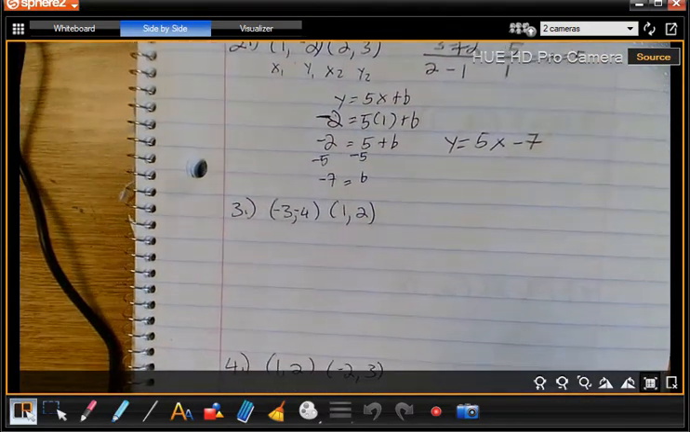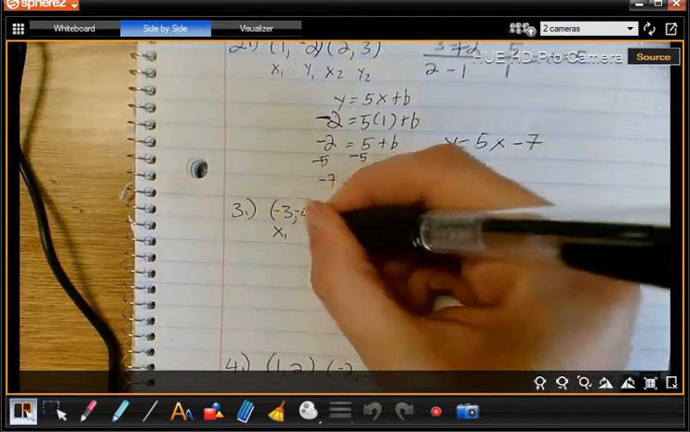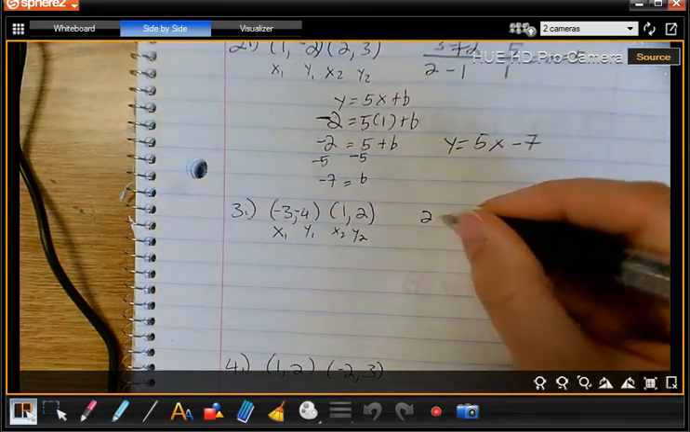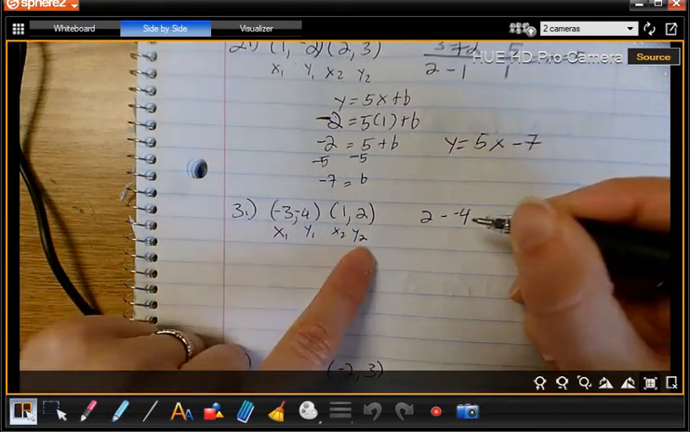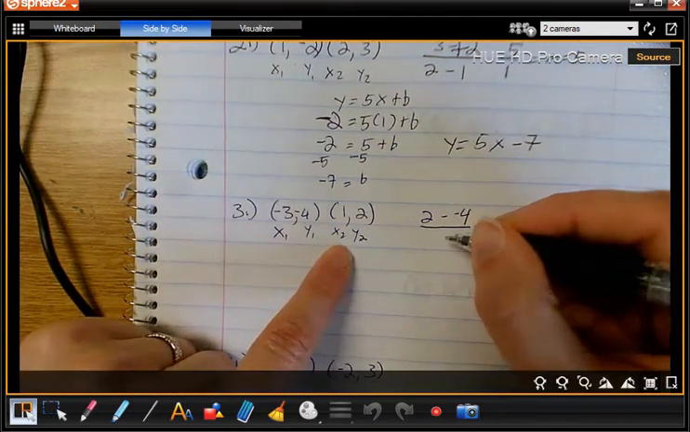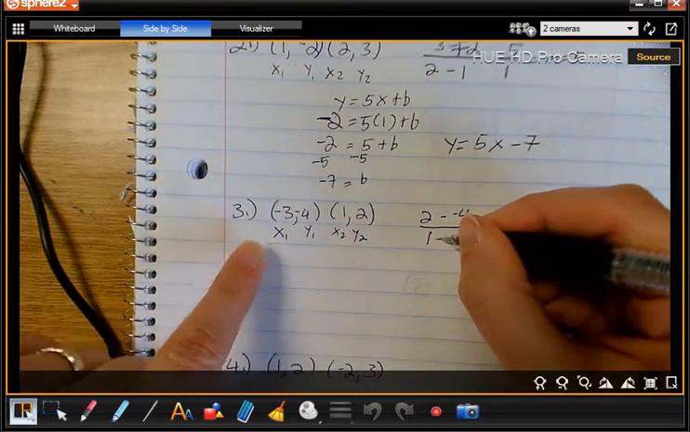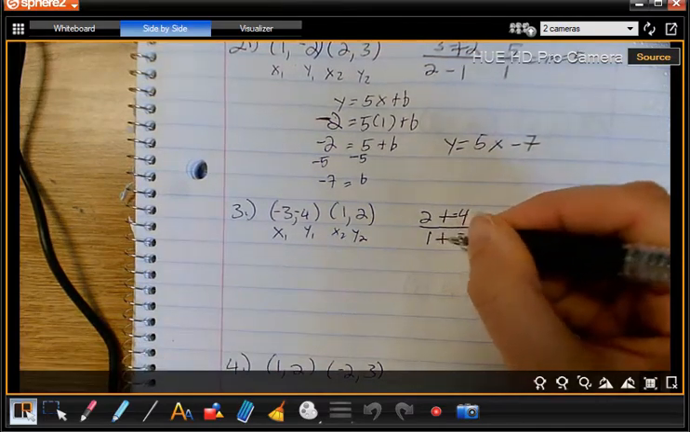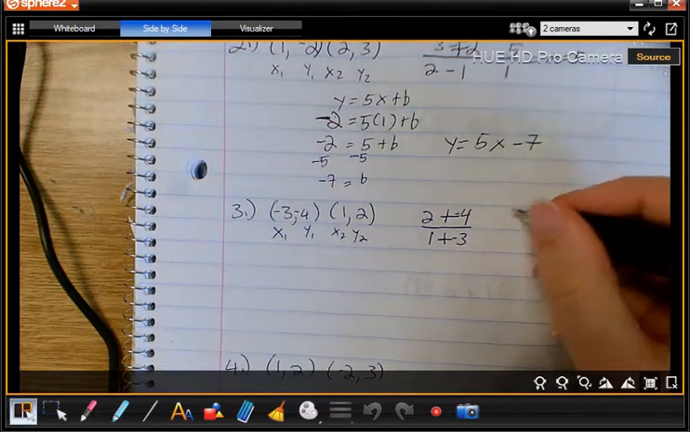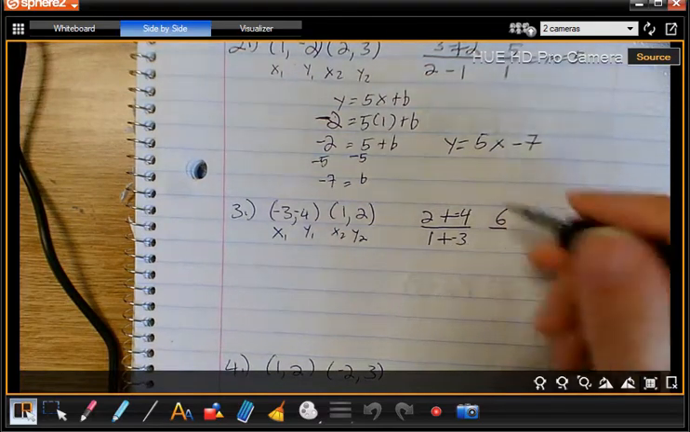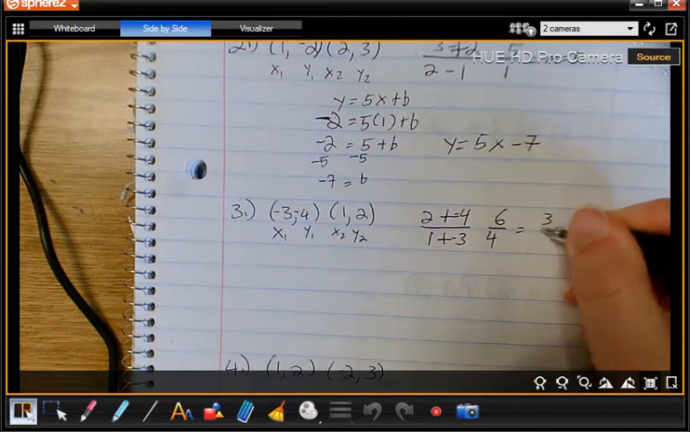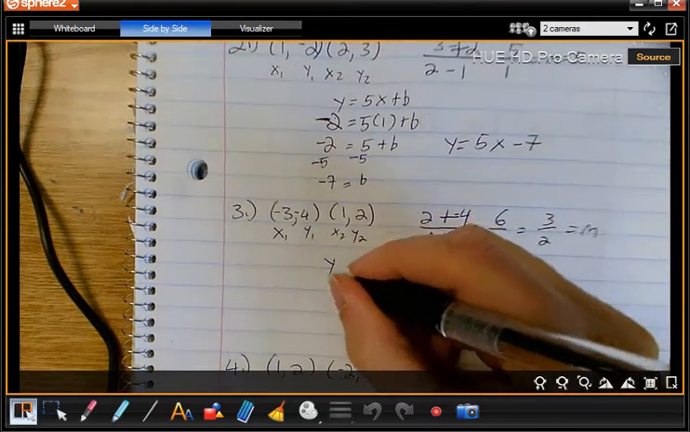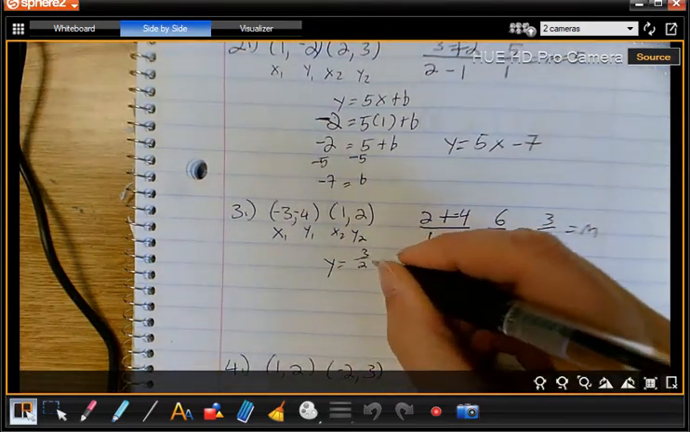Okay, we're going to go to number 3. x1, y1, x2, y2. I'm going to go 2 minus a negative 4, y2 minus y1, over x2, 1, minus x1, negative 3. 2 negatives make a positive for the top and the bottom. 2 plus 4 is 6. 3 plus 1 is 4, but I can reduce this to 3 halves. That's my m. So that's y equals 3 halves x plus b.